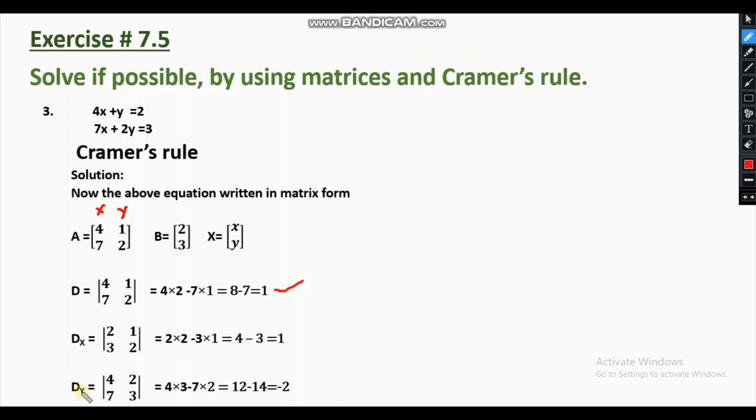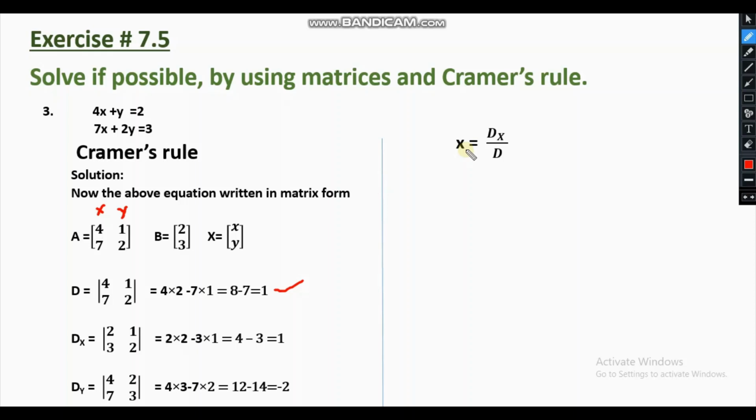Now for the value of y, the coefficient of y is replaced by b, 2 3. So again multiply: 2 times 4 times 3 minus 7 times 2. So 2 times 3 is 12, 7 times 2 is 14, which is minus 2.